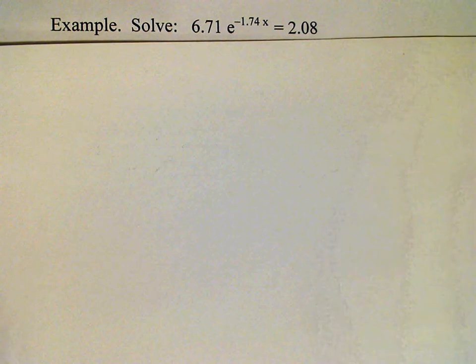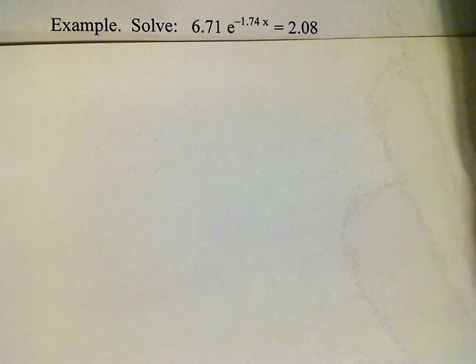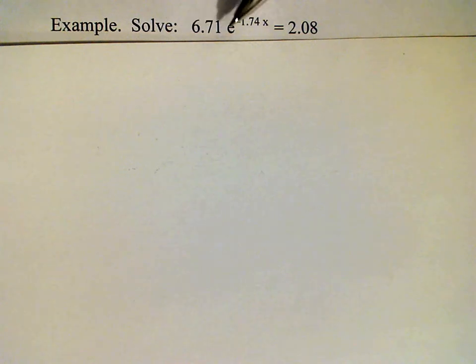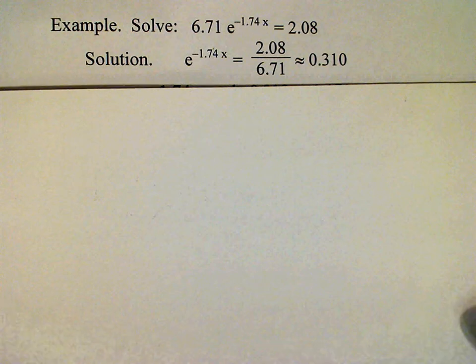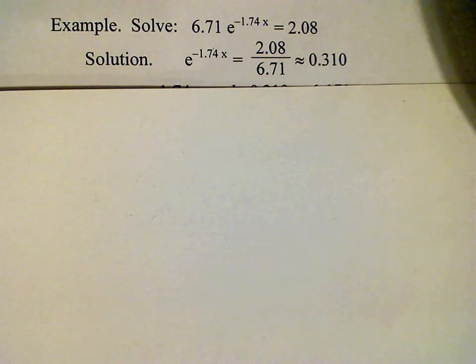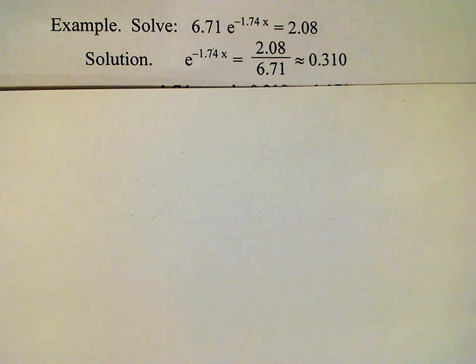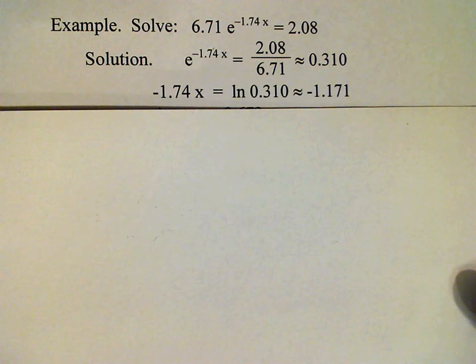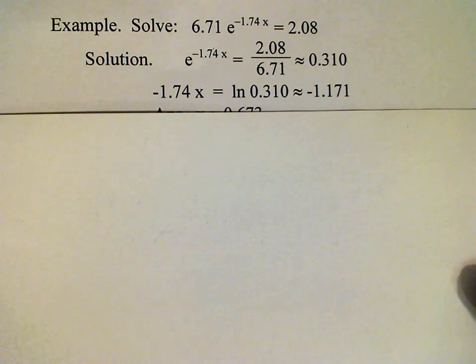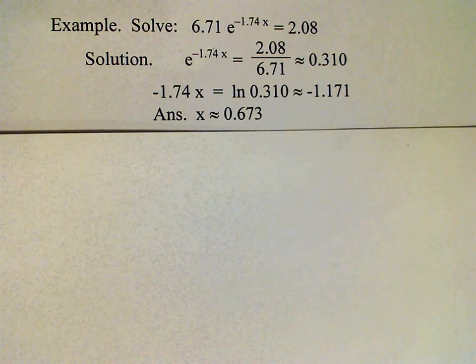Here it is, 6.71 times e to the negative 1.74x equals 2.08. Now again, we have this factor out in front, this multiplier. So the first step will be to divide by that factor, 6.71 on each side. And that gives us e to the negative 1.74x, approximately 0.310. Okay, and now take natural logarithms. And then finally divide by negative 1.74 to get our solution. X equals approximately 0.673.